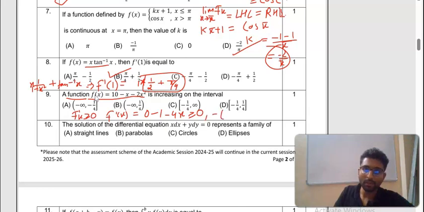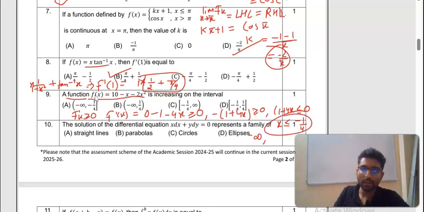माइनस, टेक इट आउट कॉमन, 1 प्लस 4x ग्रेटर देन इक्वल्स टू 0, व्हेन साइन चेंज it's 1 plus 4x less than or equal to 0, and x is less than minus 1 upon 4. So it's minus infinity to minus 1 upon 4.